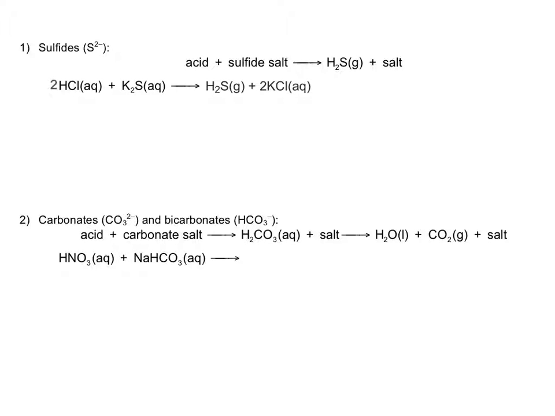So in this case, our first product is going to be H2CO3, because we'll have the H from the nitric acid reacting or combining with the bicarbonate ion in the sodium bicarbonate. And then our other product is going to be sodium nitrate. The Na and the NO3 are going to combine to make a salt. And then, like I said, the carbonic acid, the H2CO3, is going to break down further and give you water and carbon dioxide. And then the salt remains unchanged, so that's still NaNO3.